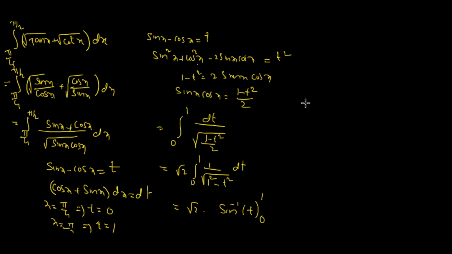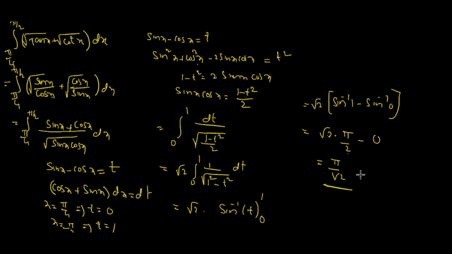So that is equal to root 2 into sin inverse 1 minus sin inverse 0. Sin inverse 1 is pi by 2, and sin inverse 0 is 0. So root 2 into pi by 2, that is equal to pi by root 2. That is the answer.